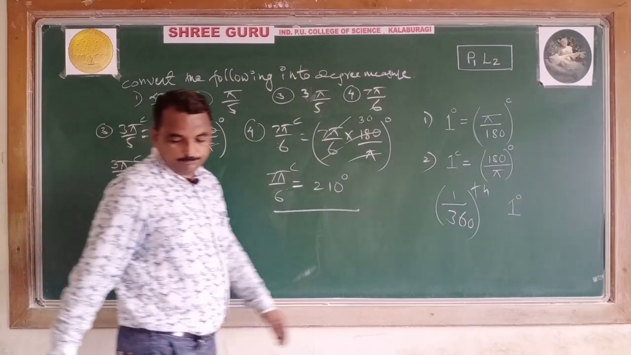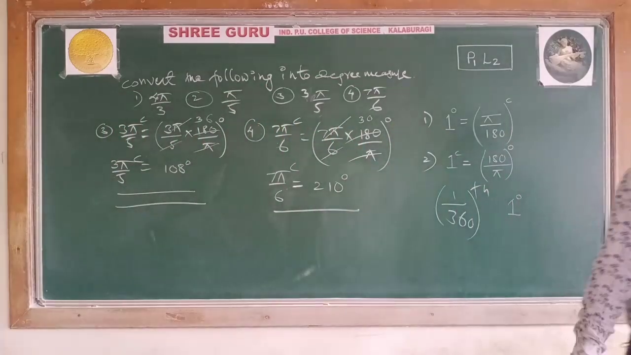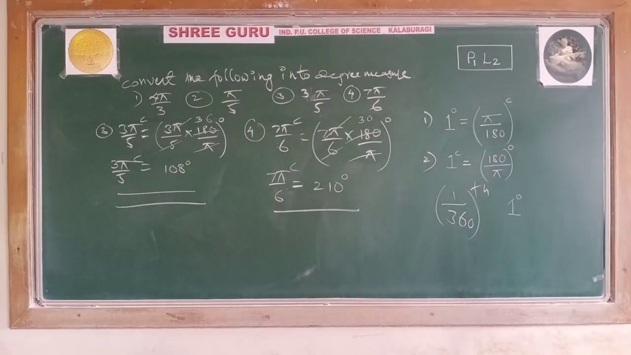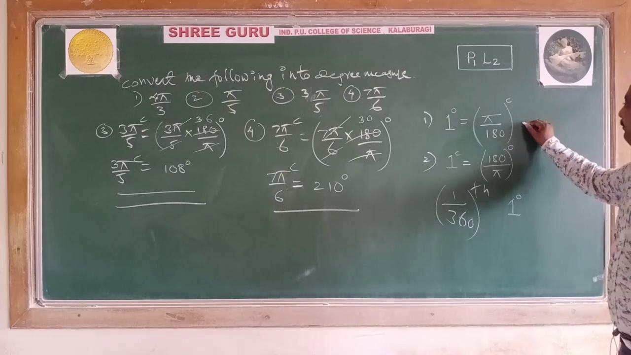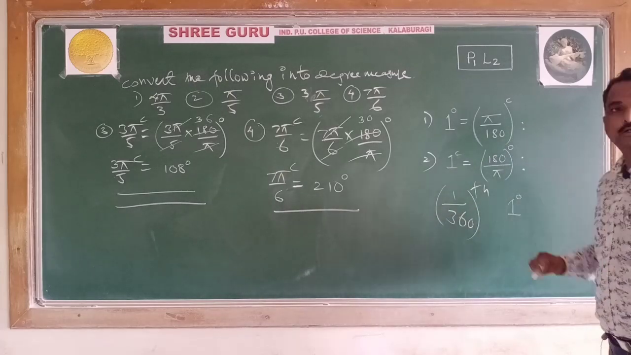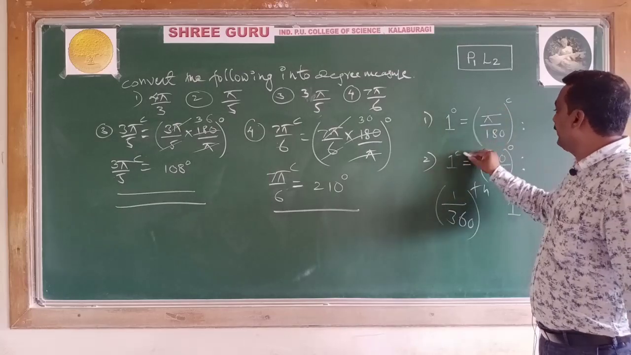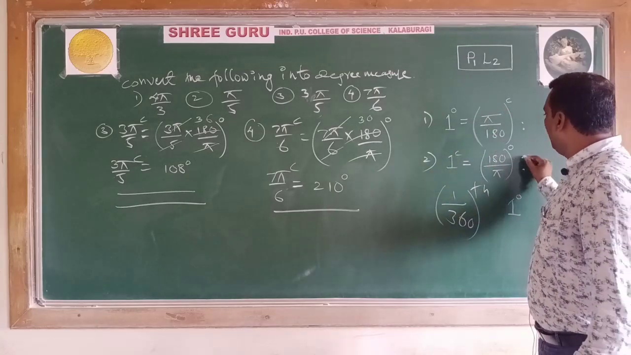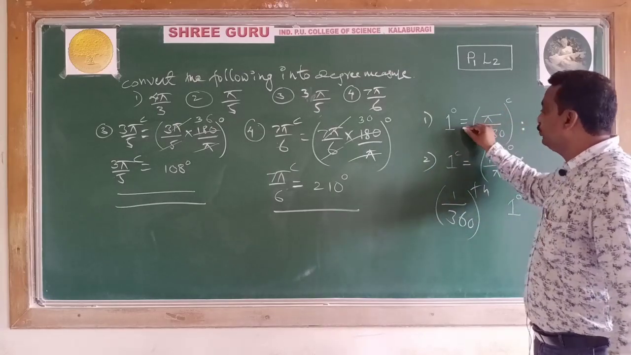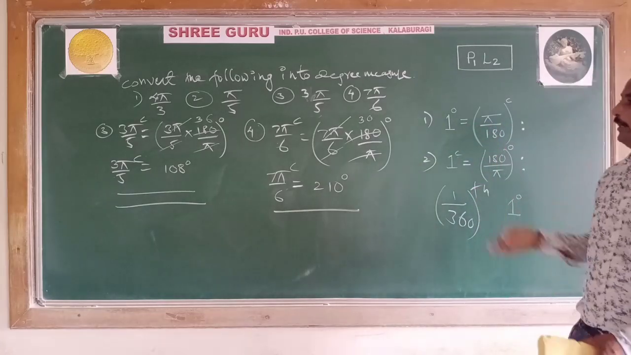So this is about the conversion of radian to degree and degree to radian, students. Like that you should convert the given example, either it may be degree or it may be radian. If you remember these 2 important points, conversion of radian to degree and degree to radian, you may convert any angles.